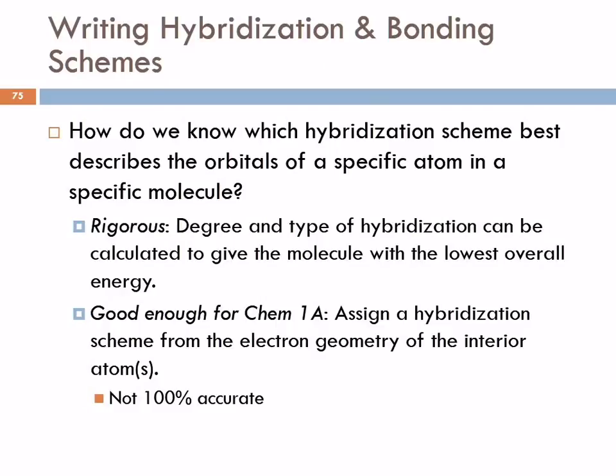So how do we know which hybridization scheme to use? Well, the best answer is you calculate the hybridization and the degree of hybridization to give the lowest overall energy. We're not going to do that. Good enough for Chem 1A. That's all we want, right? We're not striving to be the best and the most thorough. There's many times in life where good enough is good enough, right? You can't be best at everything. So good enough, you look at the electron geometry on the interior atoms. We learned how to do that using VSEPR theory and the Lewis model. And that's how you decide what the hybridization scheme is. It's not 100% accurate, but it's good enough for Chem 1A.